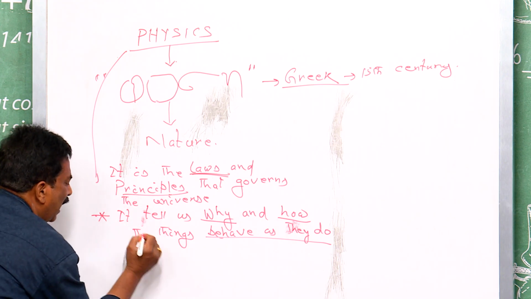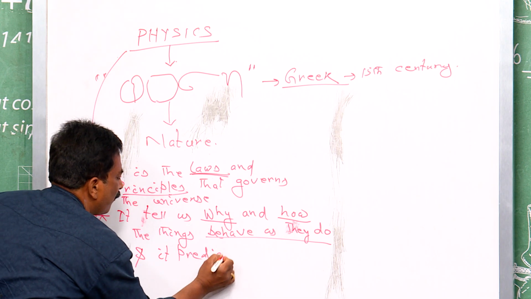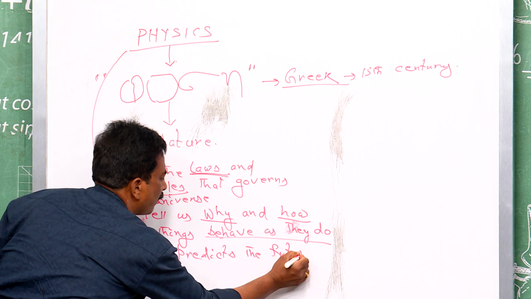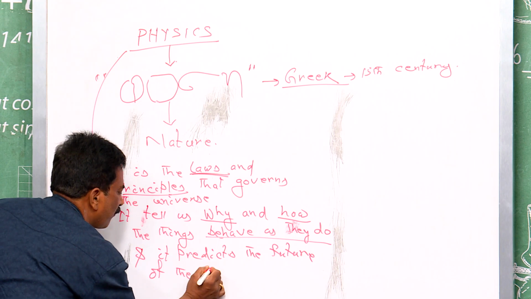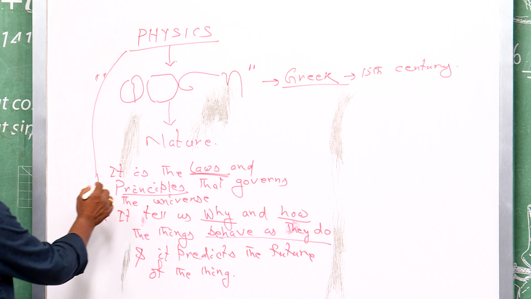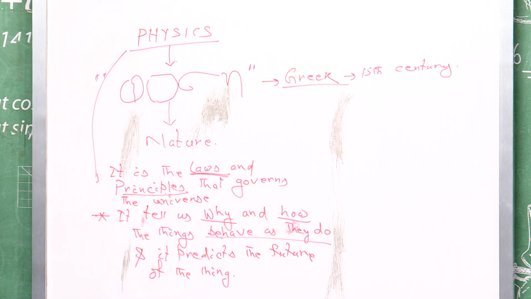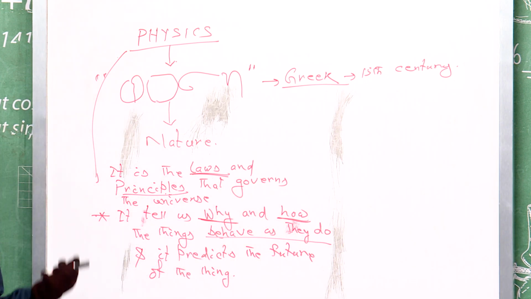Also, it predicts the future of the thing. It predicts the future of the thing, meaning by using these laws and principles which govern the universe, that is physics. The second definition tells us why and how it happens.